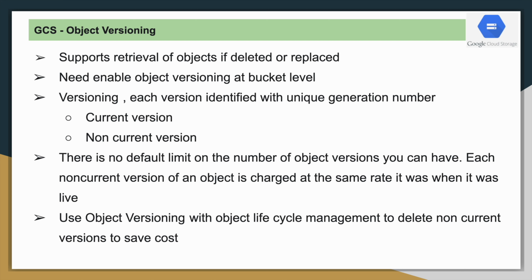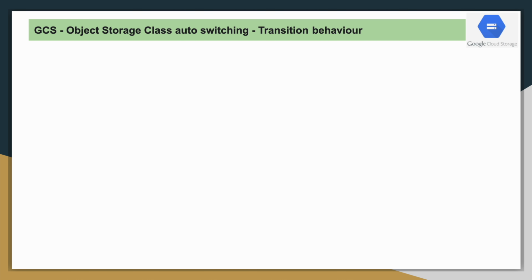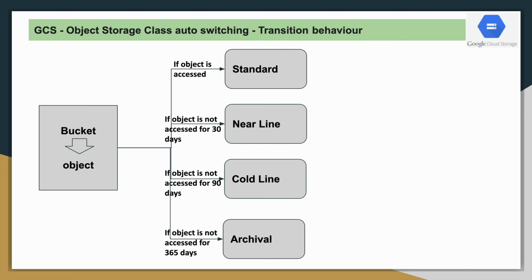Now I hope you are clear. Coming to Autoclass, you know Google Cloud Storage offers different storage classes. If you go to the official documentation, we have these four storage classes: Standard, Nearline, Coldline and Archive. Based on your data access pattern, you can select the appropriate storage class.